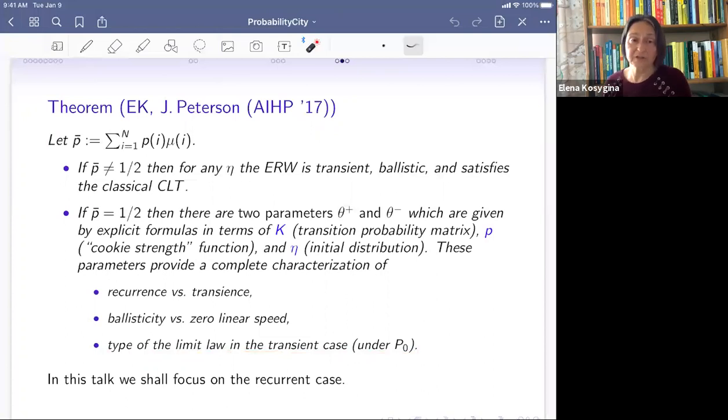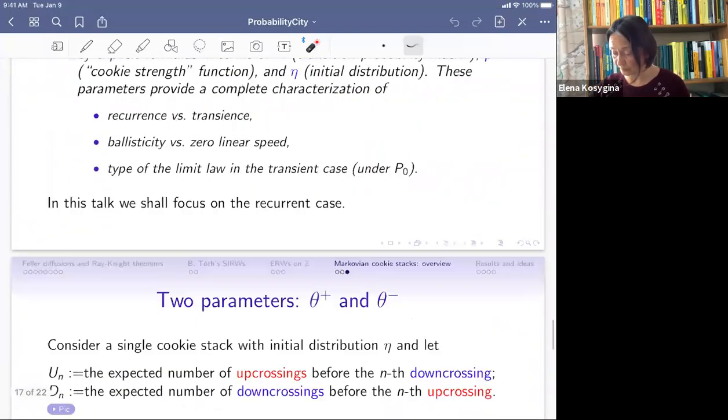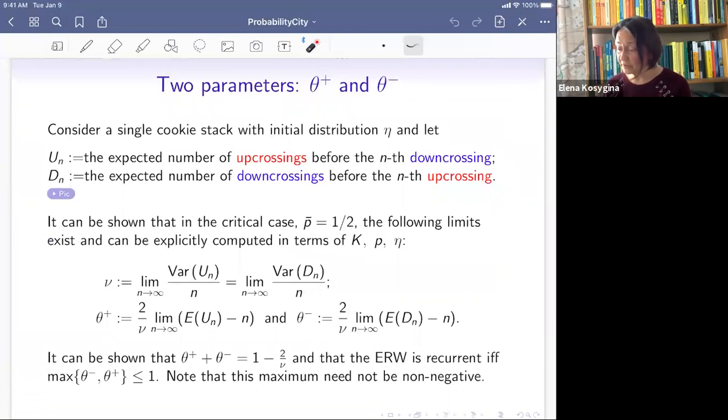And our assumption was that a good candidate for the recurrent case was Brownian motion perturbed at extrema with appropriate parameters. This is instead of alpha, and this is instead of beta. Now, but what are these parameters and where do they come from? So two parameters, theta plus and theta minus, come from considering a single cookie stack with initial distribution eta. Right. So U_n is the expected number of up crossings of a walk before the nth down crossing. This is a standard thing to do. And D_n, the expected number of down crossings before the nth up crossing.